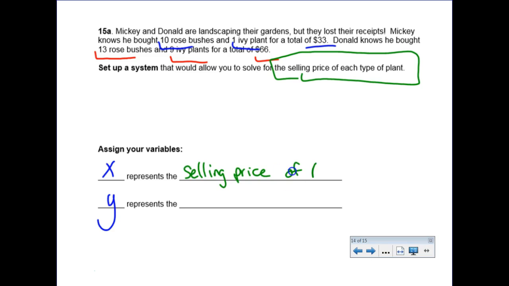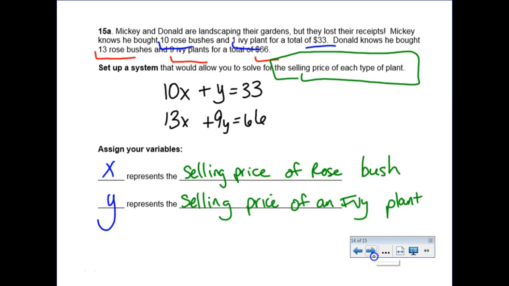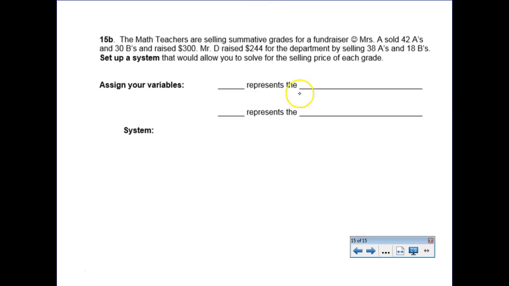And just like before, you have to be really specific. So don't just say rose bush, it has to be selling price of a rose bush. And then similarly here for y, it's the selling price of an ivy plant. Sorry for the messy writing. I'm late to lunch and I'm really hungry. Okay, so writing our system. 10 rose bushes plus 1 ivy plant equals 33. And then 13 rose bushes plus 9 ivy plants equals 66. Now for the test, all we're asking you to do is set it up and set up your variable allocation and then stop.